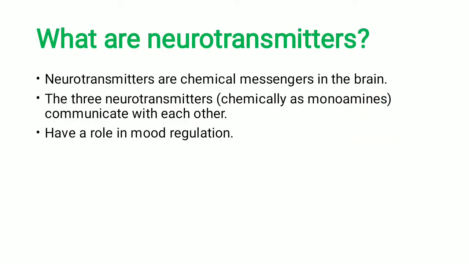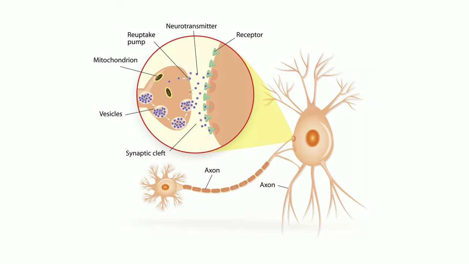So what are neurotransmitters? Actually they are nothing but the chemical messengers in the brain. Okay, the three neurotransmitters are there for depression, and basically the chemical structure or their category is monoamines. They communicate with each other, they have a role in mood regulation, right? So this is how actually the neurotransmitters work.